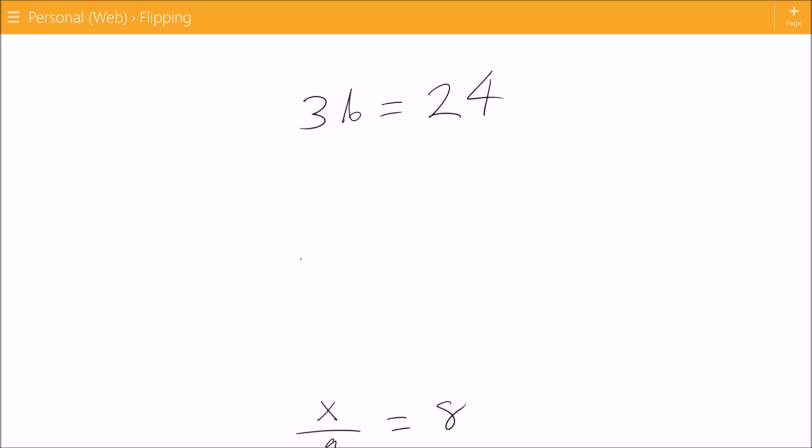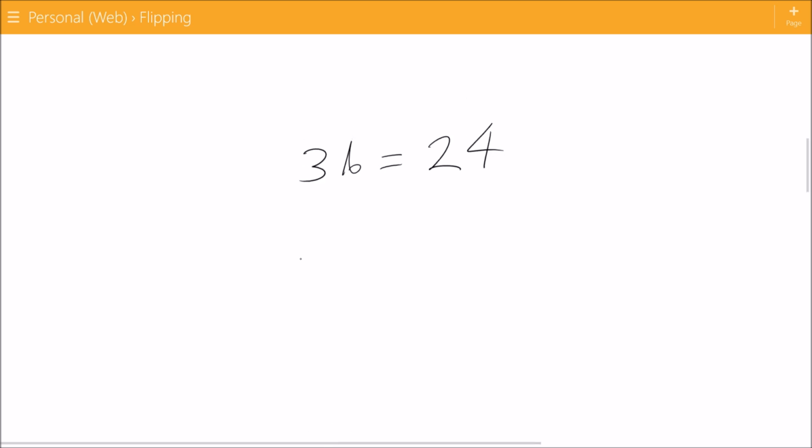Okay. Multiplication in this case. So I've got 3b equals 24. Again, I want to isolate b. I'm multiplying b by 3. The opposite of multiplication is division. Divide both sides by 3.